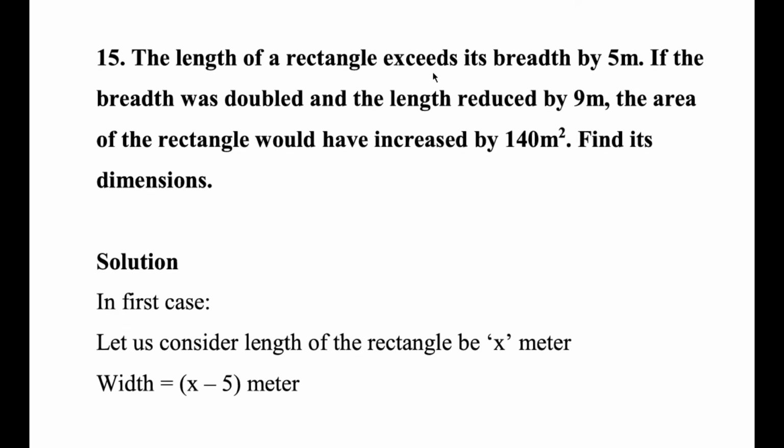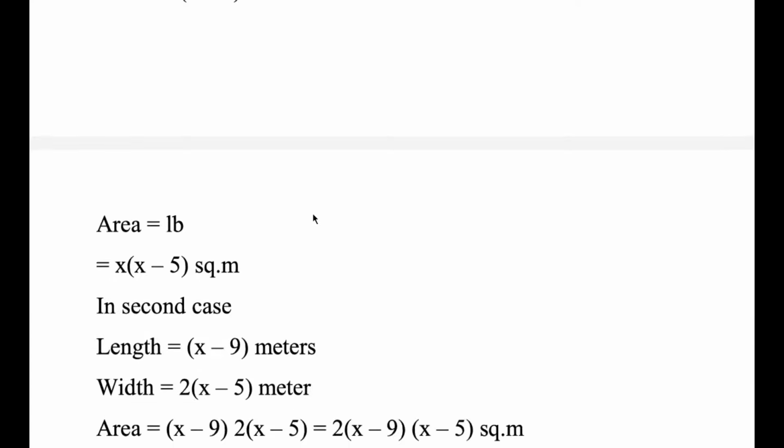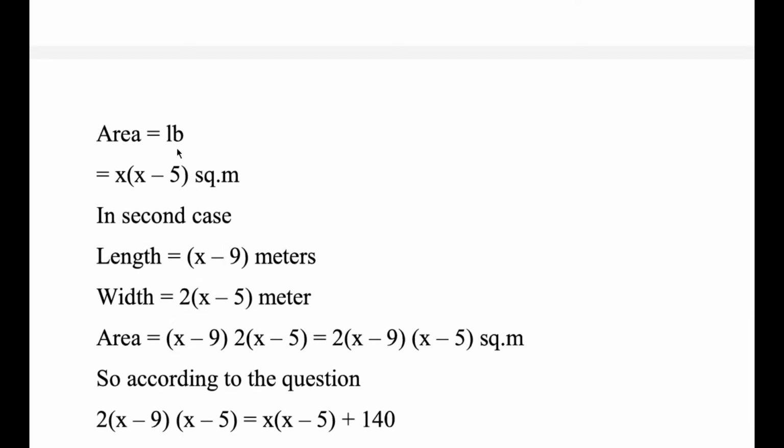The length of a rectangle exceeds its breadth by 5 meter. If the breadth was doubled and the length reduced by 9 meter, the area of the rectangle would have increased by 140 meters square. Find its dimensions. Very good sum. So let us consider the length of the rectangle to be x meter. So width will be x minus 5 meter. Area is just length into breadth, that will be x into x minus 5.